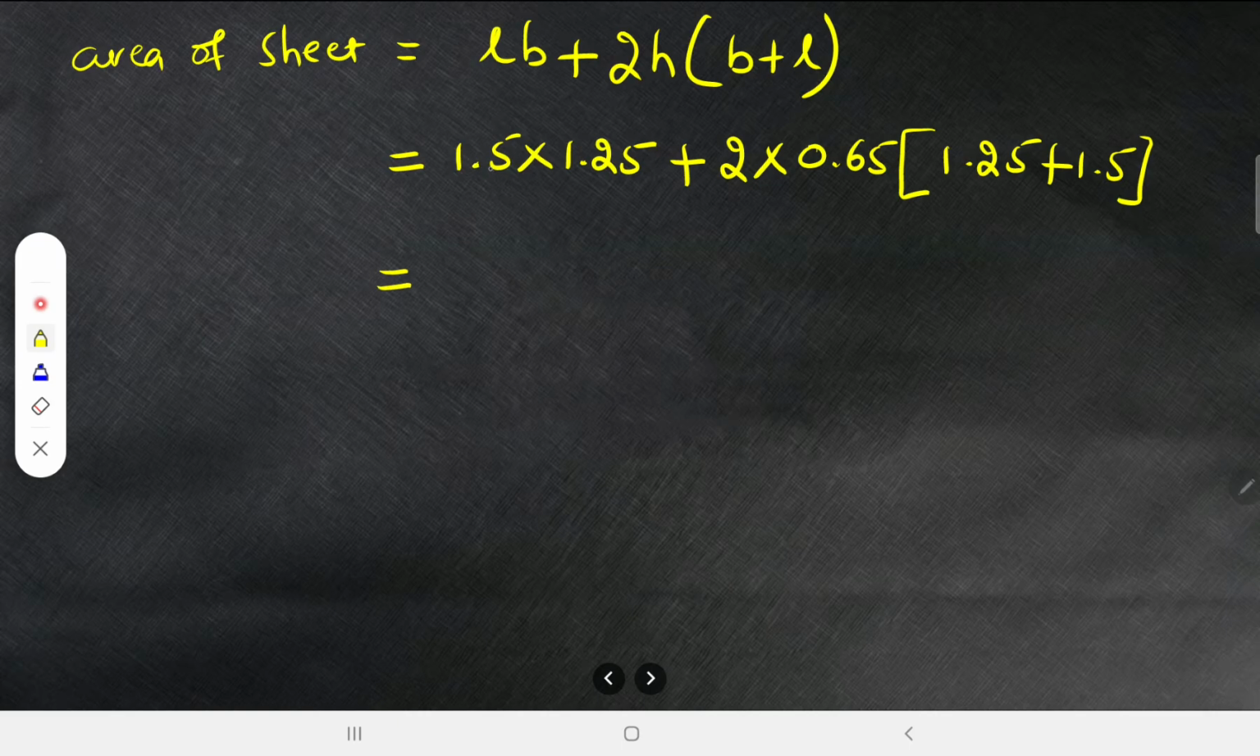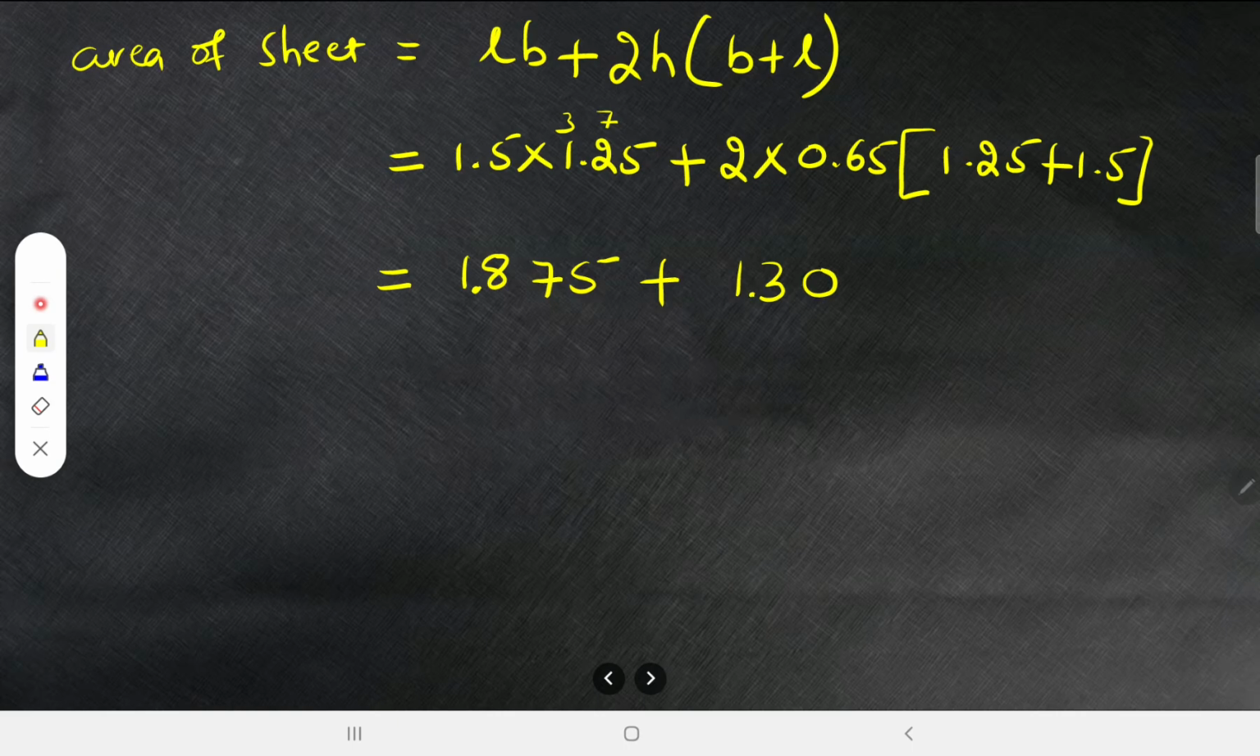15 fives are 75, 7 is the carry. 15 twos are 30, then it becomes 37, 3 is the carry. 15 ones are 15, 15 plus 3 is 18. Then I have two places here and one place here, so that is three places together, it becomes 1.875. Plus, then again it becomes 2 into 0.65, which is 130, and two places backside means it becomes 1.3.